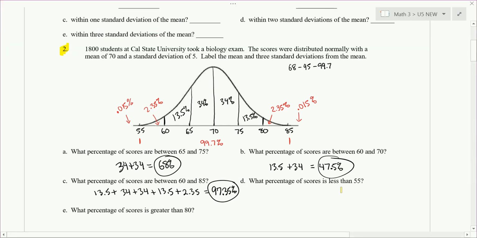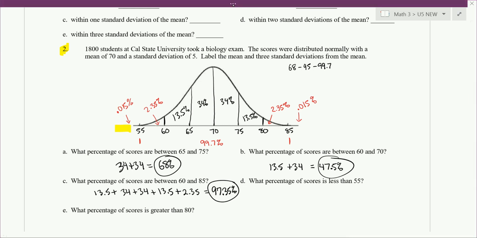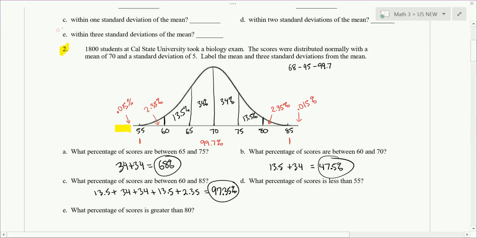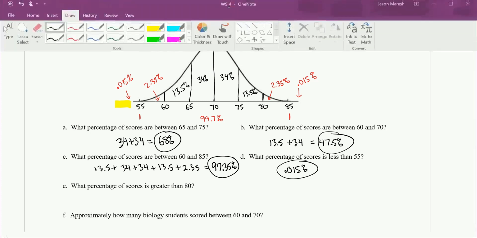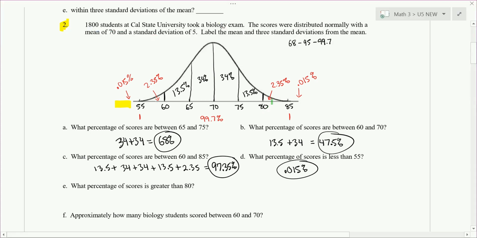Next, what percentage of scores is less than 55? That's just this little piece here, which is 0.015%. What percentage of scores is greater than 80? That's going to be two pieces. We got this right here. So we add together 2.35 and 0.015, which is going to be 2.5%.